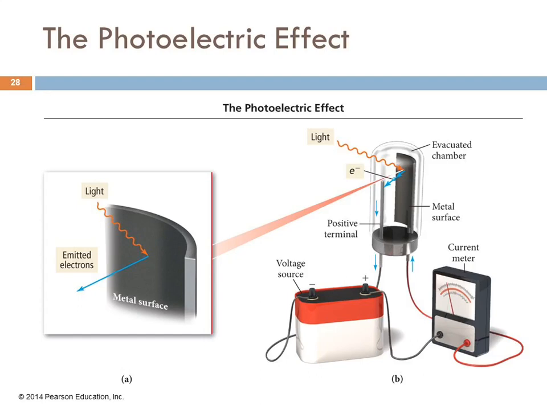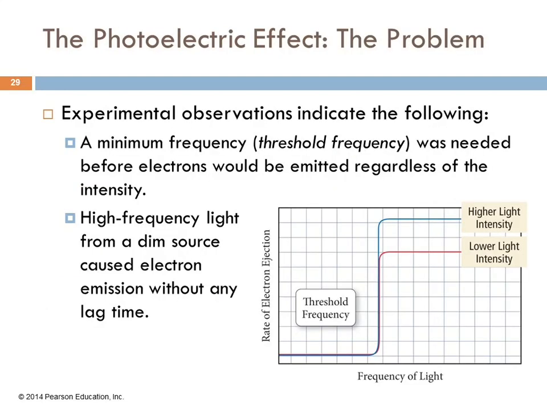So here's an illustration of the photoelectric effect. Light hitting a metal surface will eject electrons. So you can put that metal in an evacuated chamber so that the electrons don't run into things, and put a positive electrode here that they'll be attracted to, and you will see current flow when those electrons are ejected. What they found was that there was no lag time.